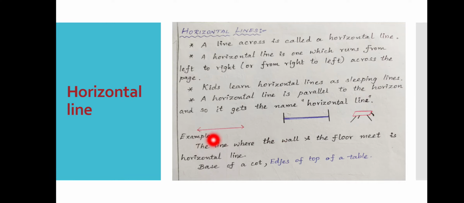See, we are given some examples. The line where the wall and the floor of your hall or room or kitchen meet is a horizontal line. Base of a cot. Imagine this is a cot. So the base of a cot, which is in blue color here, and the edges of a table are examples for horizontal line.